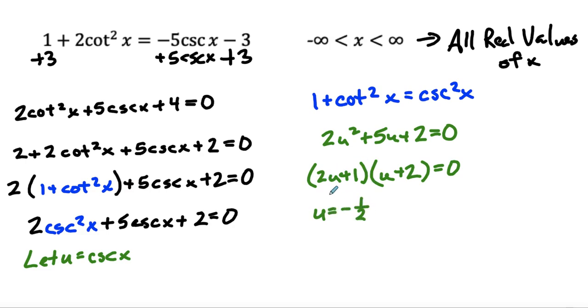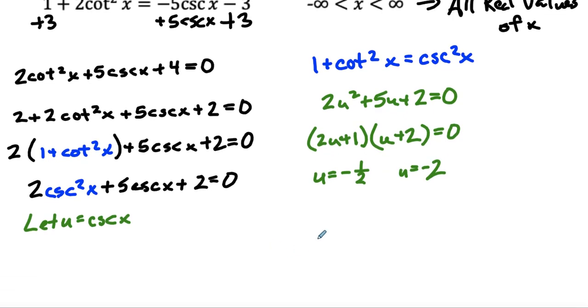I get this one is going to give me u equals negative 1/2. And this one is going to give me u equals negative 2. All right, so now let's go back and say, okay, well, u equals cosecant of x, so cosecant x equals negative 1/2, or cosecant x equals negative 2.